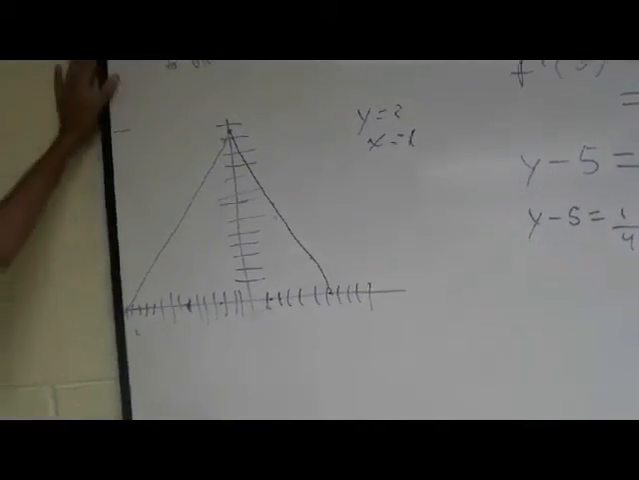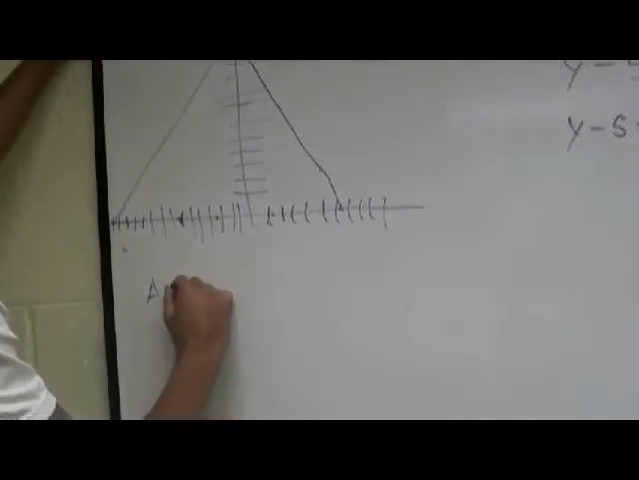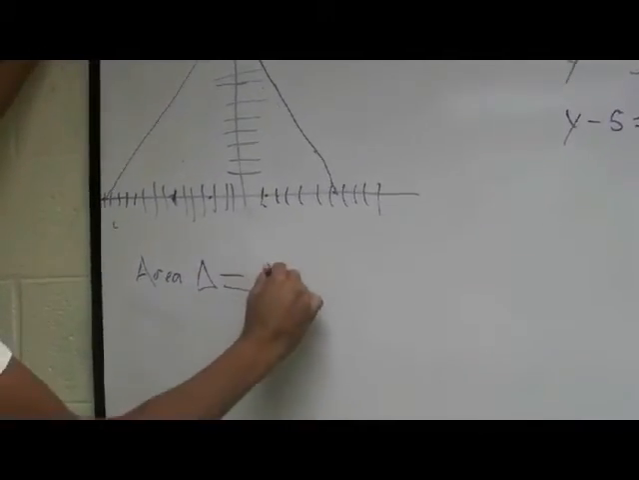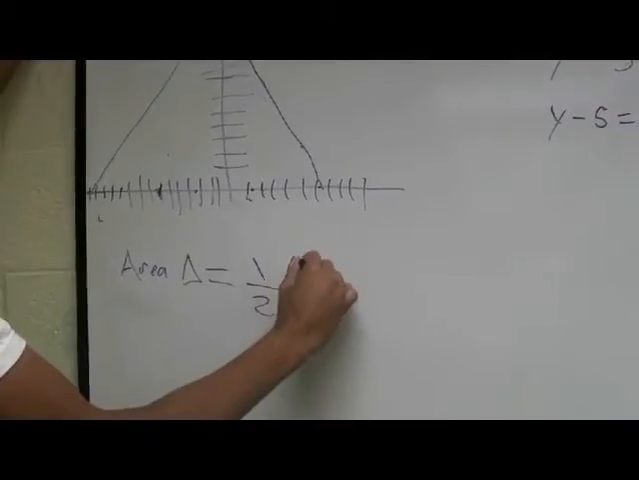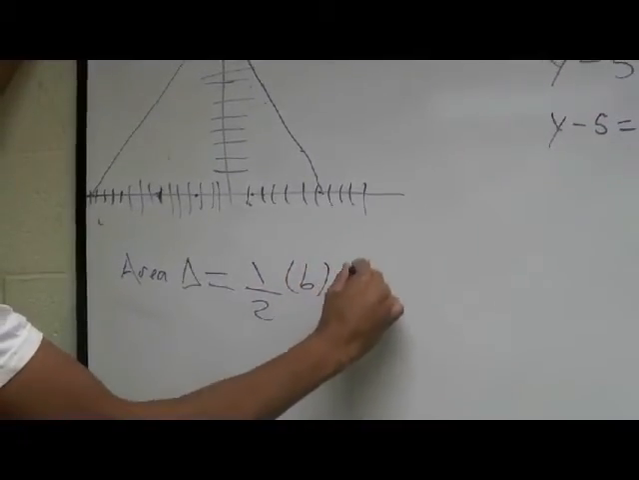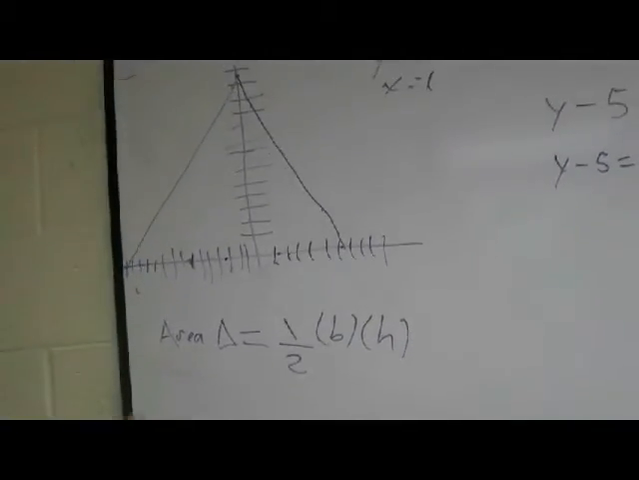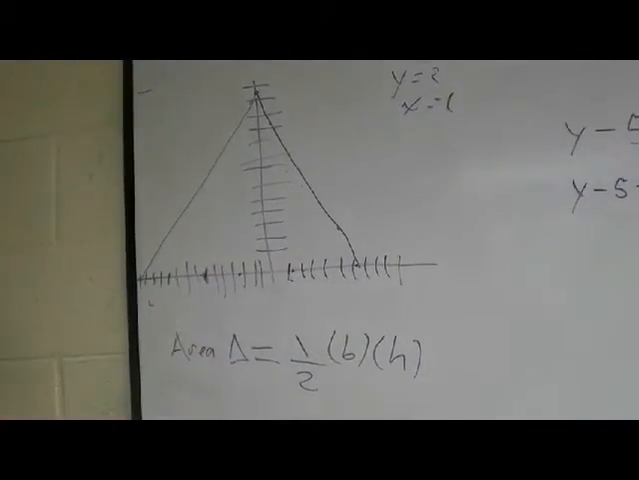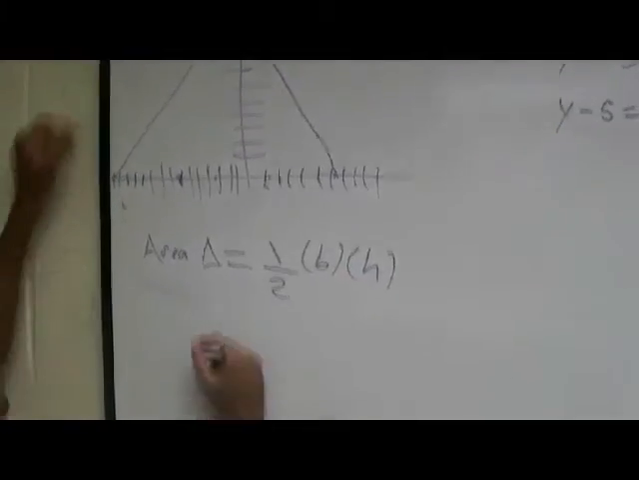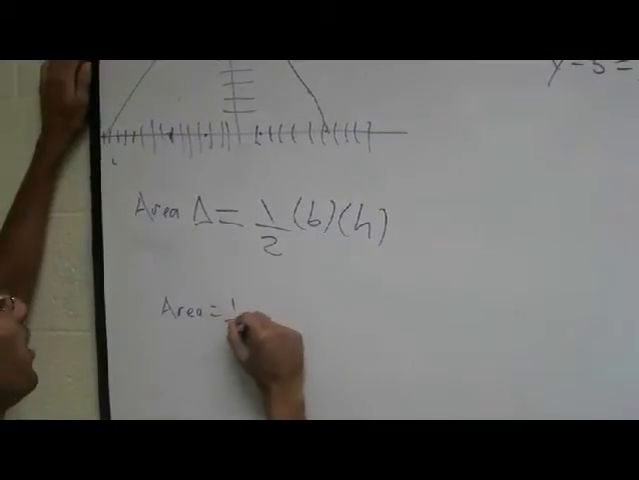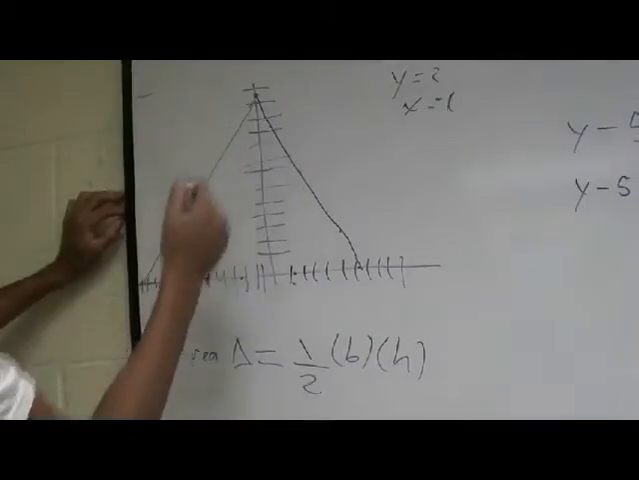So now remember, we're looking for the area of a triangle. Area of a triangle equals 1/2 base times height, right? So now all we need to do to finish solving this problem is find the base and the height of this. This should be really easy. So our area equals 1/2. Let's look at our height first. Our height is just going to be from here to here.